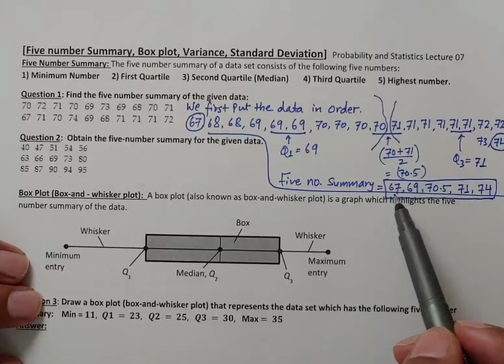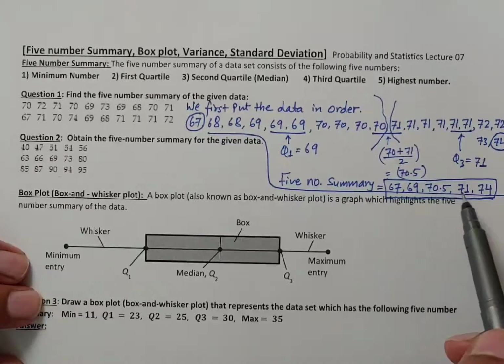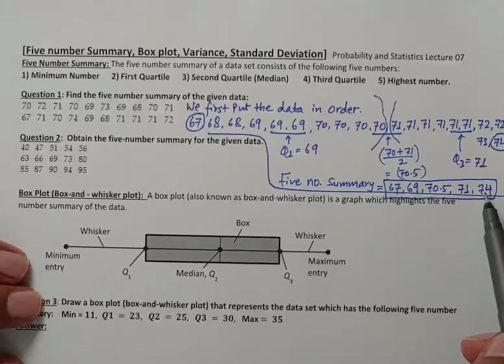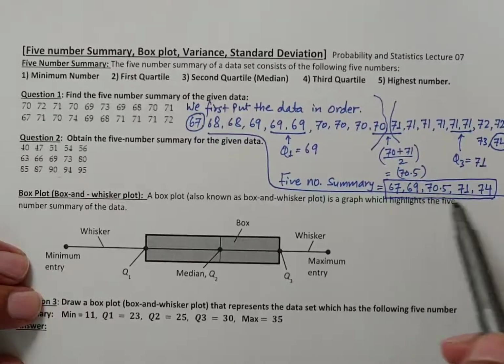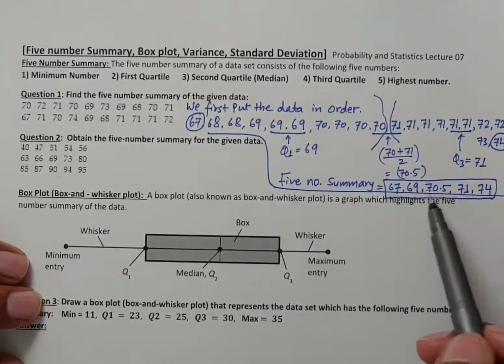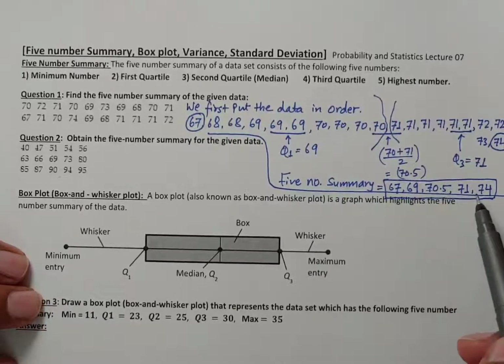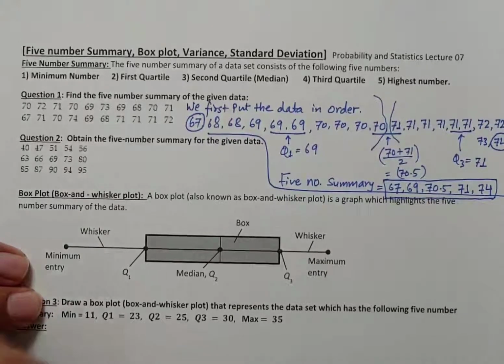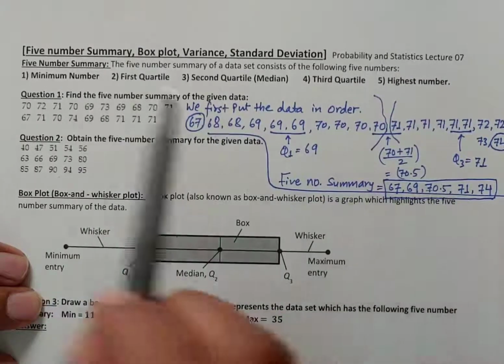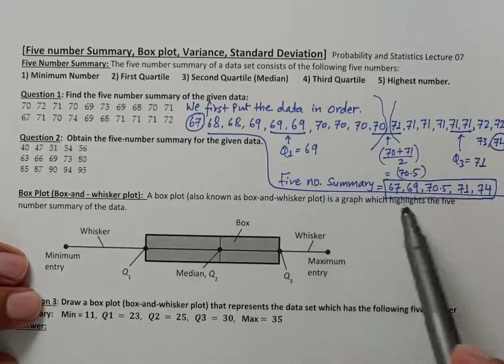So we write the minimum and then Q1 and then the median and then Q3 and then the maximum number. Don't mess these up; you need to put them in increasing order. So that's how we find the 5 number summary. The 5 number summary has to have these 5 numbers, so we find these 5 numbers and put them together.